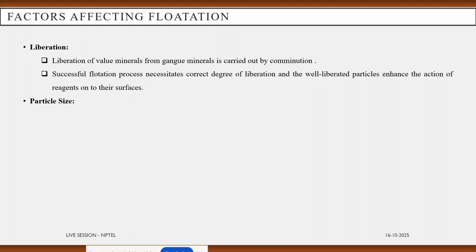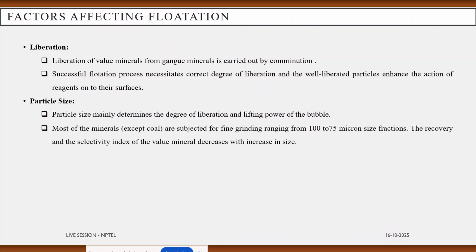Also the particle size. So the particle size mainly determines the degree of liberation and the lifting power of the bubbles. Most of the minerals, except coal, are subjected to fine grinding ranging from 100 to 75 micron size fractions. The recovery and the selectivity index of the valuable mineral decrease with the increase in size.